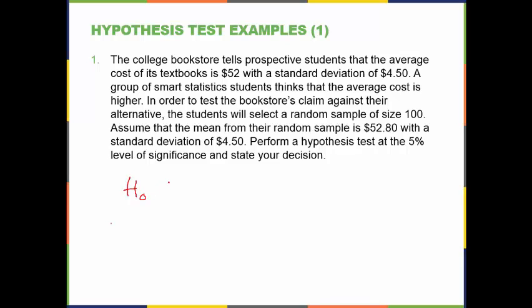Alright, so H naught, and that's a bad mu, would be that mu is equal to 52. And they think it's actually bigger, right? So you could write that as less than or equal to, or just as an equal to. And we would write our HA as mu, again badly written, to be greater than 52.